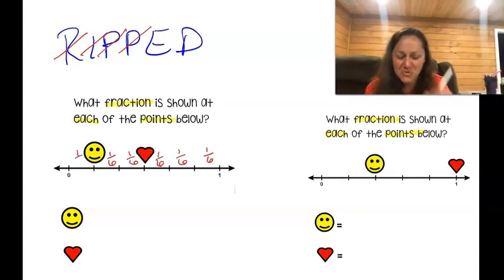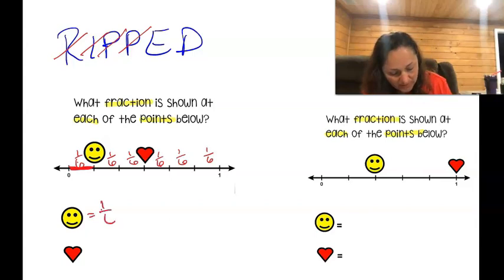No, it's worth 1/6. So 1/6. Okay, so kind of think of it as like you're jumping through the number line. How many pieces? How many sixths did this one get? Oh, okay, so he got one. So my smiley face got one-sixth.